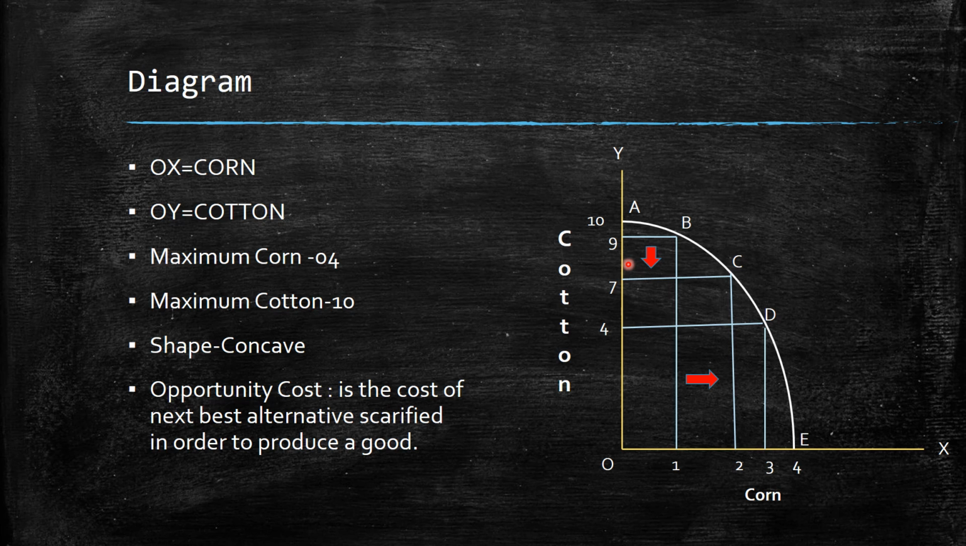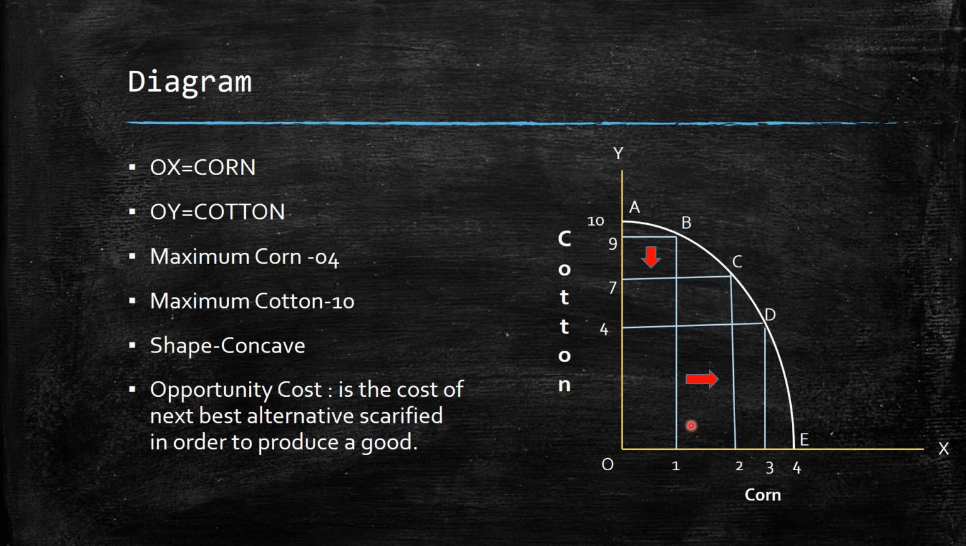One more example, if we have one plot of land, we can construct a building, or we can utilize it for agriculture purpose. When we are constructing a building, we cannot use it for agriculture purpose. When we want to use the land for agriculture purpose, we cannot use that land for constructing a building. That is called opportunity cost. We're going to choose the option which is going to benefit us.